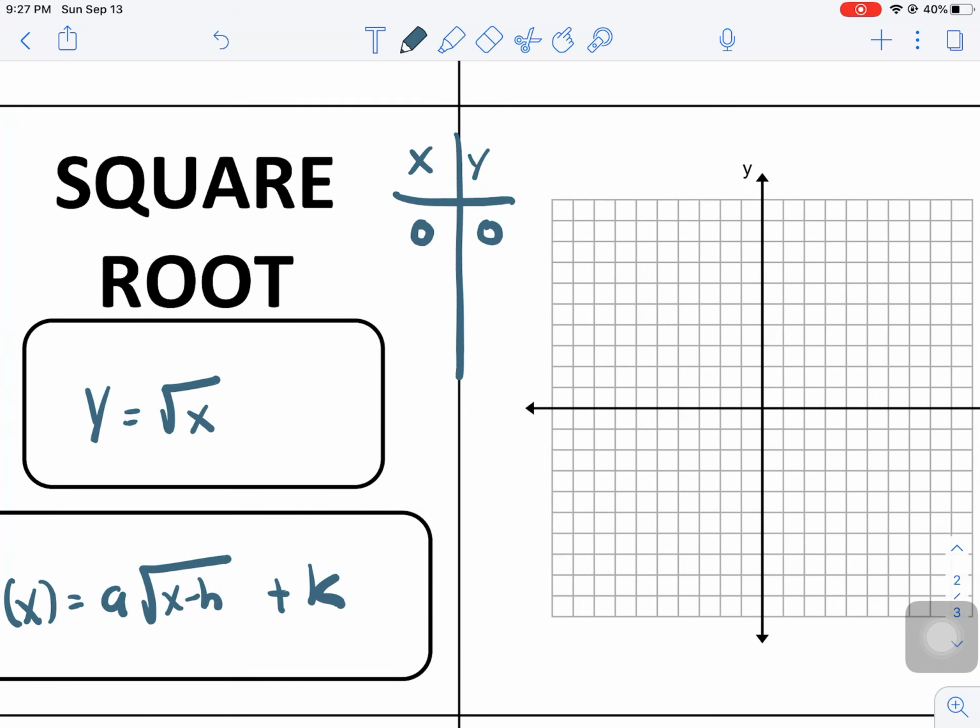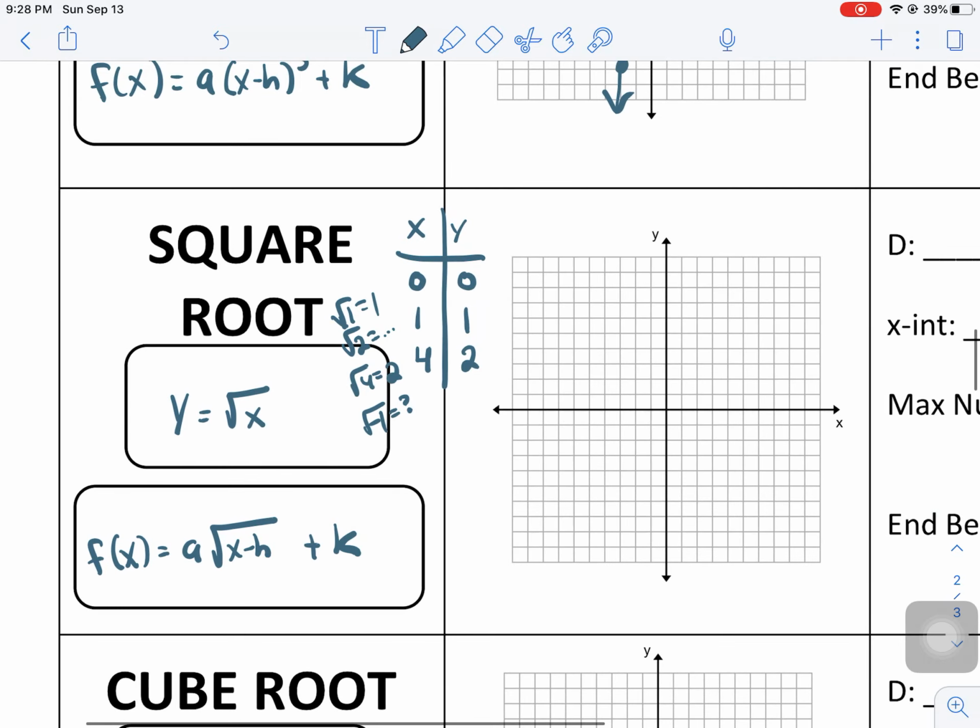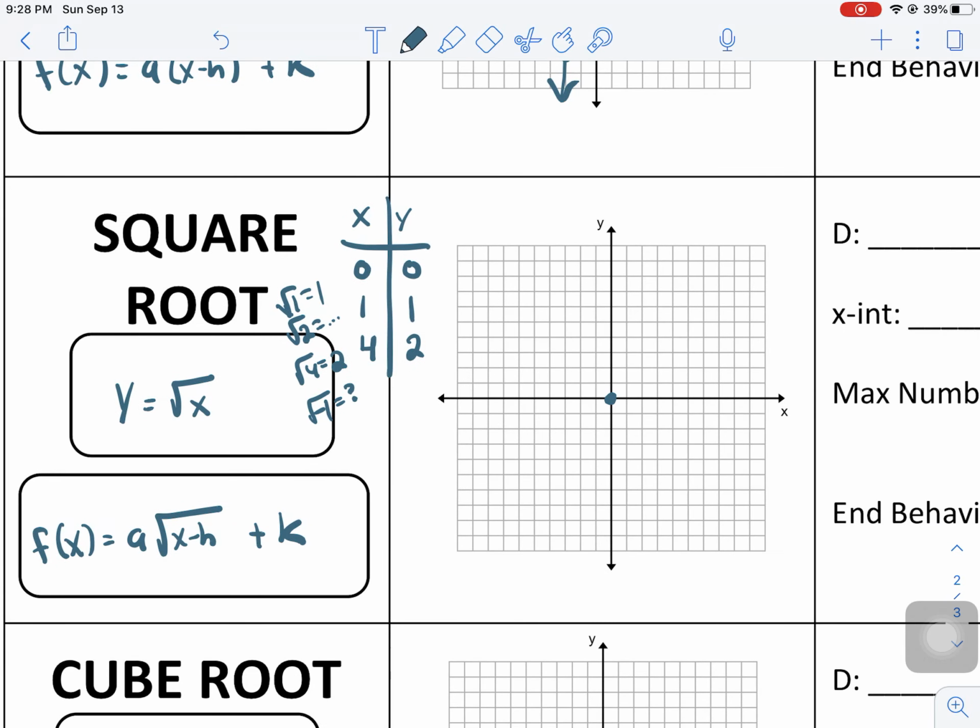So in this case, 0 is nice because that gives us out 0. 1 is a nice number because the square root of 1 is just 1. 2 is not a nice number because the square root of 2 is some decimal. Square root of 3, same thing. Square root of 4, though, is a nice number because then we get 2. So I'm going to use 4 as my next one and get out a 2. We cannot plug in negative numbers into the square root. We haven't learned what those are yet, okay? So we'll get there soon, though. So 0, 0, 1, 1, and then 4, 2.